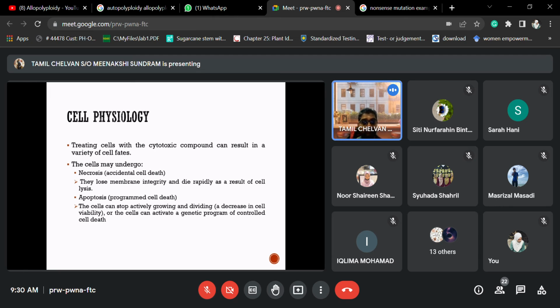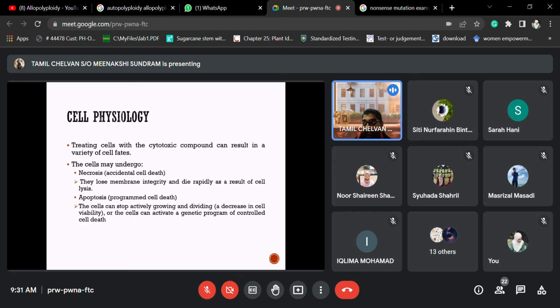Treating cells with a cytotoxic compound can result in a variety of cell fates. So when you treat them with a cytotoxic compound, a toxic compound, a lot of things can happen. The cells may undergo necrosis, or accidental cell death. They lose membrane integrity and die rapidly as a result of cell lysis. Cell lyses when it breaks open. Then there is programmed cell death, apoptosis.